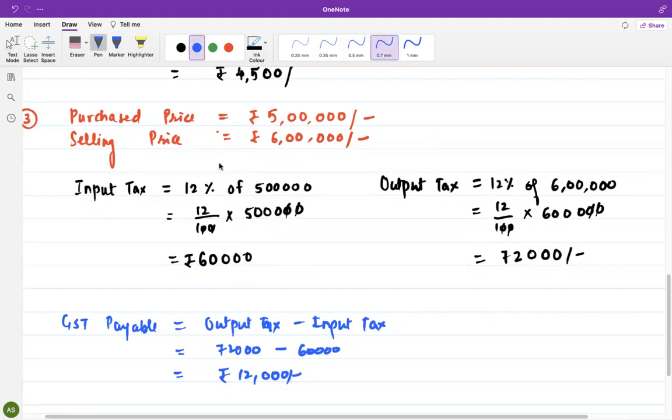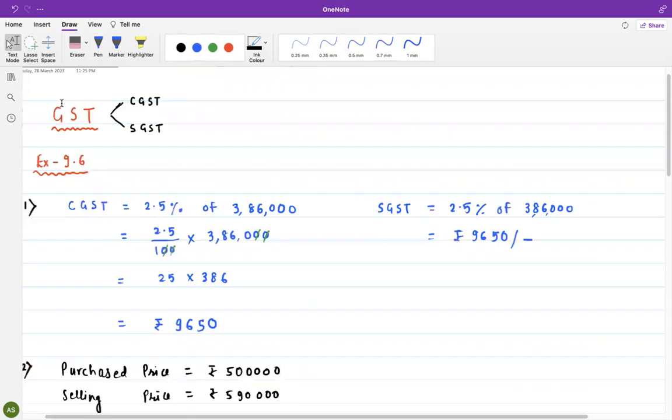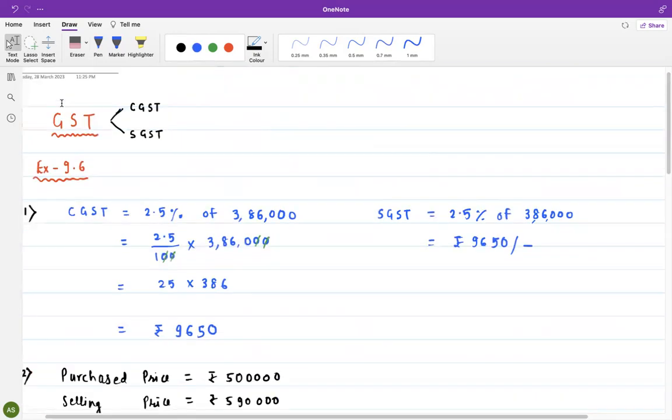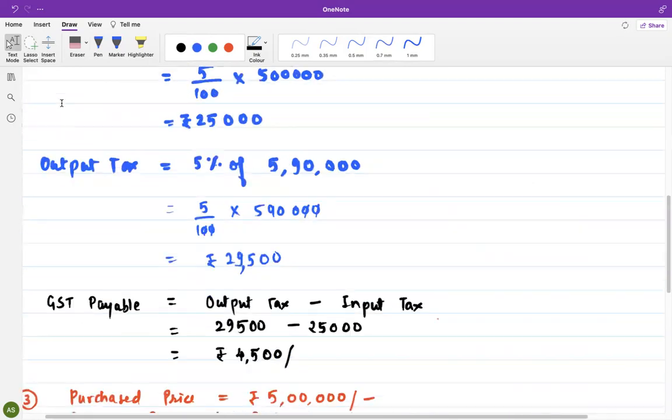Okay, so I hope with the help of these three examples, you all have understood very well how to calculate CGST, SGST, how to calculate the GST payable, input tax and output tax.